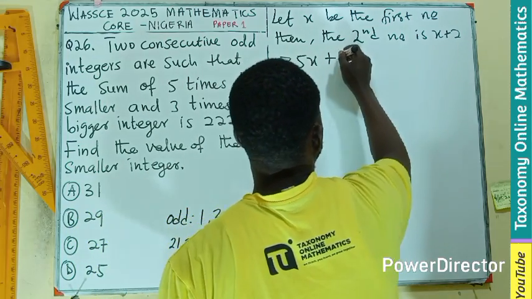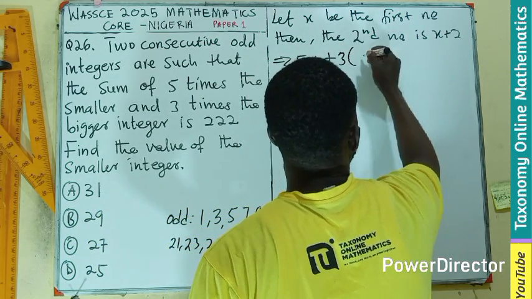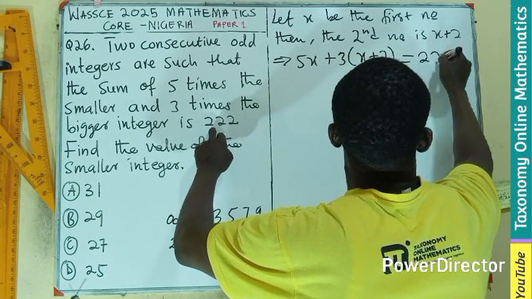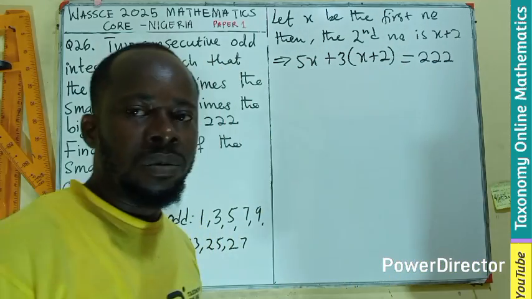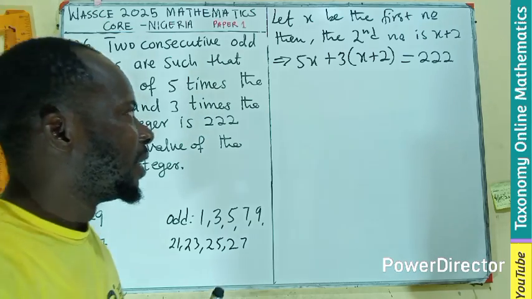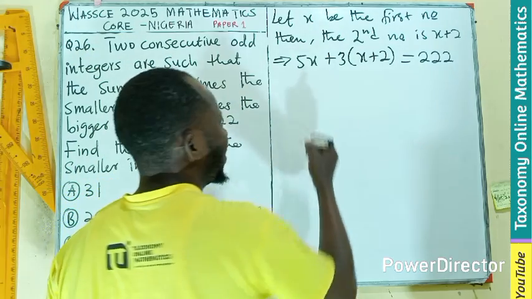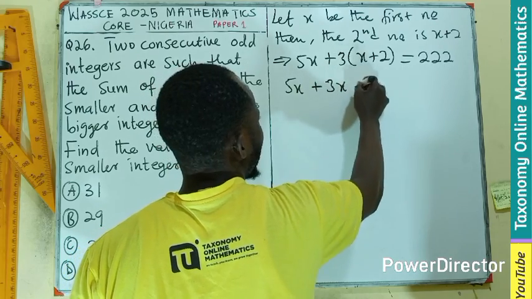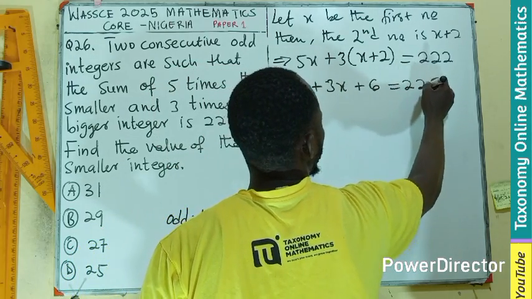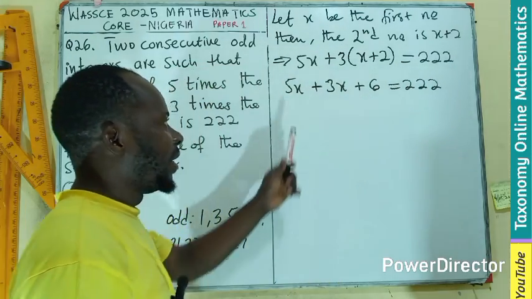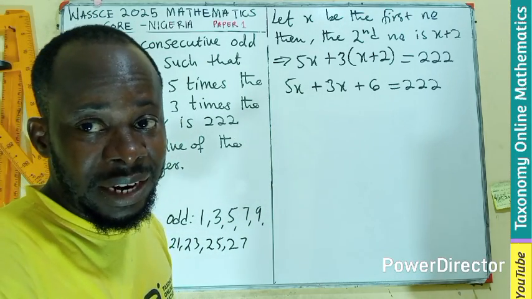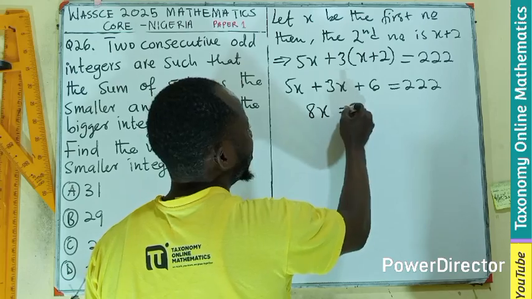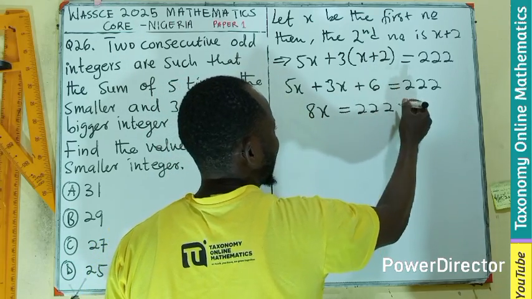All right, so this is going to be 3 times the second number, which is x plus 2. The result is 222. That is the equation we can generate from that. So here we can easily expand the second bracket. So 5x plus 3 times x, 3 times 2, equals 222. I can see right here that I can add the 5x and the 3x, giving me 8x.